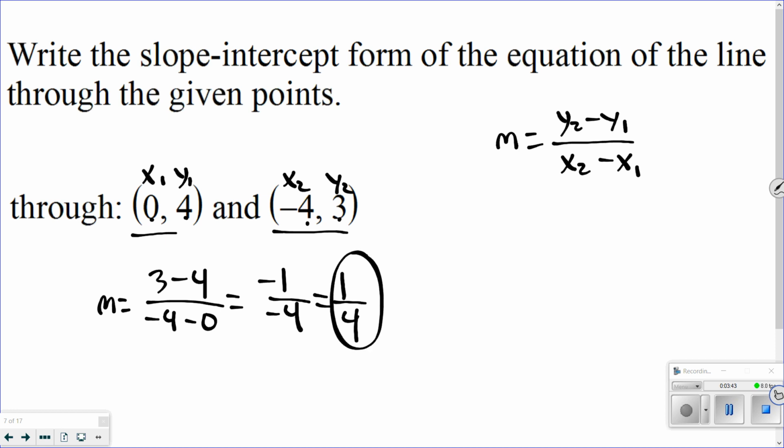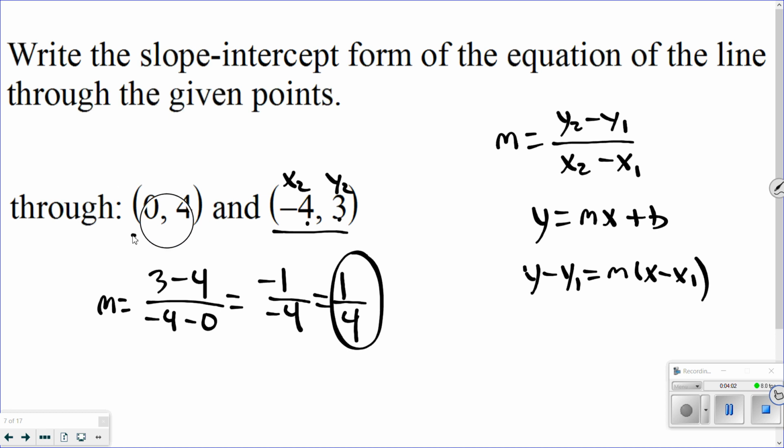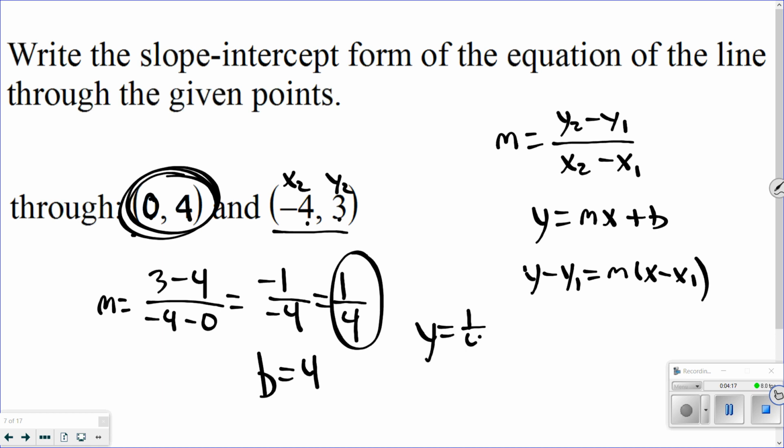So now I want to find the equation of the line. I can either use y equals mx plus b if I know the y-intercept, or if not, this formula always works. If I look over here, you could do either one on this one because the point 0, 4, when x is 0, y is 4, that means 4 is the y-intercept. So on this one, it told you the y-intercept. So that means b equals 4. So I can just use our shorter formula, y equals 1/4 x, the slope, plus 4, and there's the equation of my line.